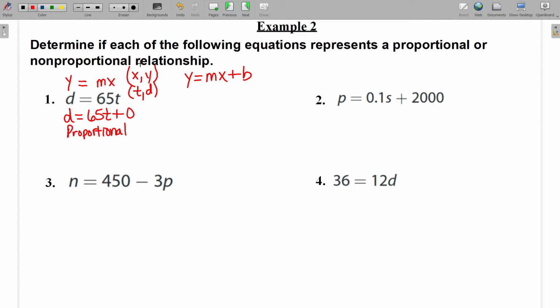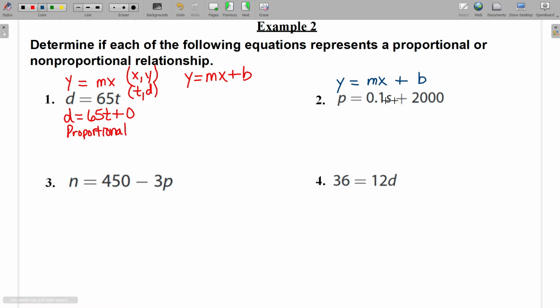Now, in number 2, what we see is an equation, p equals 0.1s plus 2000, or p equals 1/10 s plus 2000. And if we were to look at how this follows this generalized format of y equals mx plus b, the p could be representing the y. We have our equals. The 1/10 could be representing our slope of m. The s could be our x. We have our plus sign, and then the 2000 could be representing our y-intercept b.